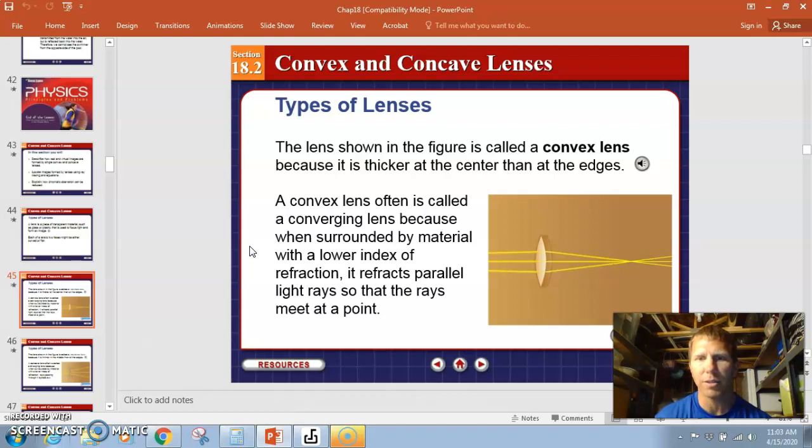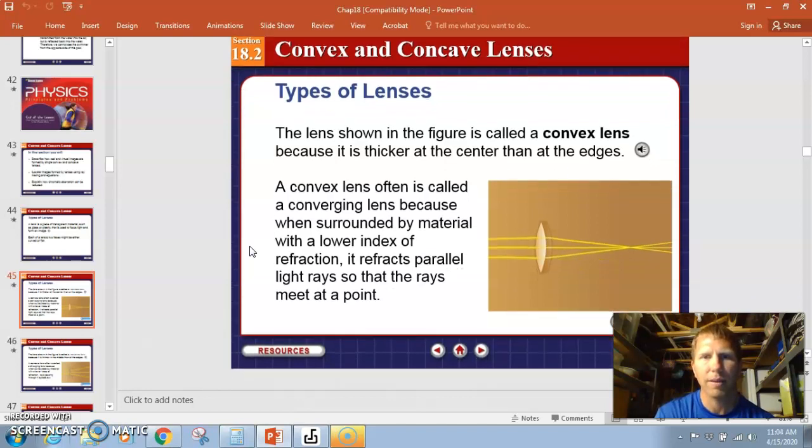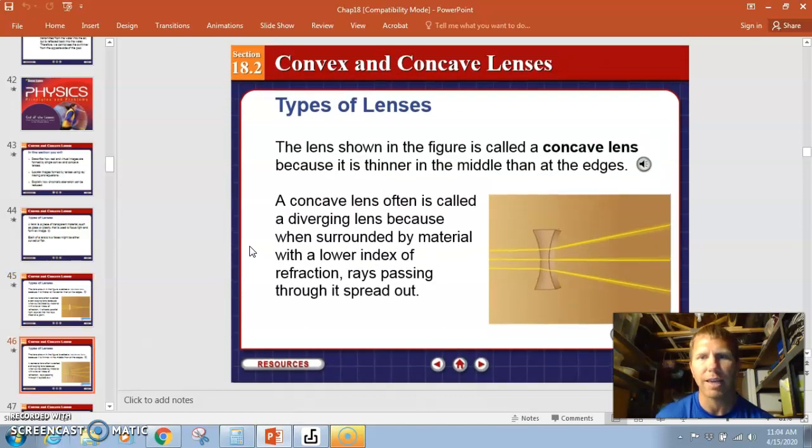Notice it is thicker in the middle, and because of that, as light comes in there, it is going to bend down and then end up going through that focal point, which we'll talk about later on. The other type of lens is the concave lens. This is where it's thinner in the middle. Light that goes through this is going to diverge or spread out as it goes through the lens. This will produce only a virtual image. We'll talk about that in a whole other video later on.